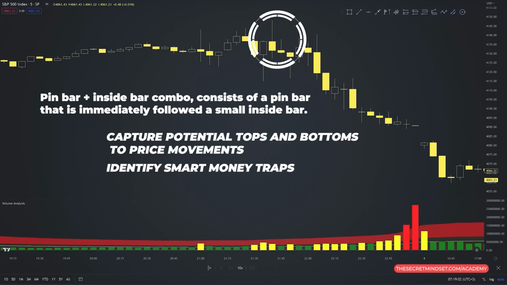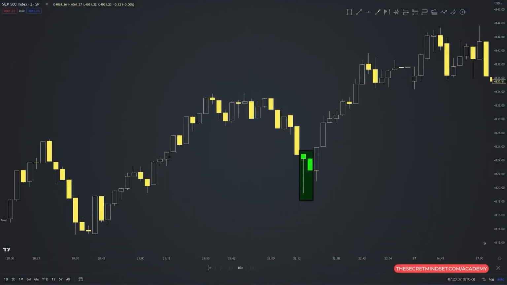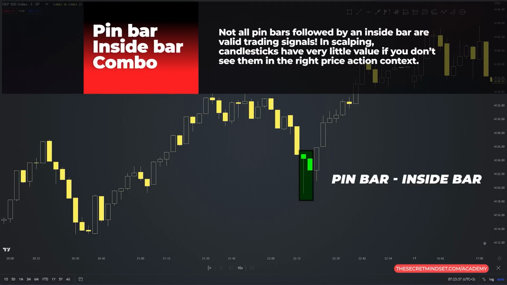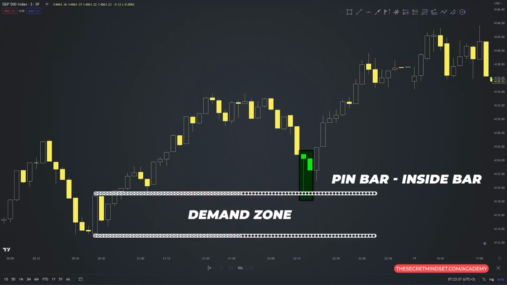You identify smart money traps that can lead to powerful price reversal moves, and you position yourself into trending moves around supply and demand areas. This combination forms quite often, but that doesn't mean all pin bars followed by an inside bar are valid trading signals. In scalping, candlesticks have very little value if you don't see them in the right price action context, namely near a supply or demand zone.